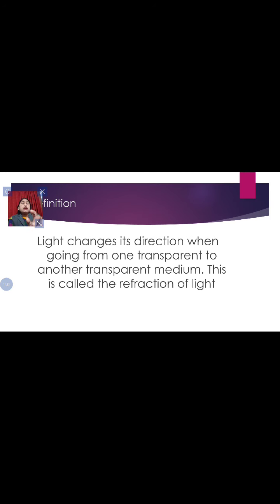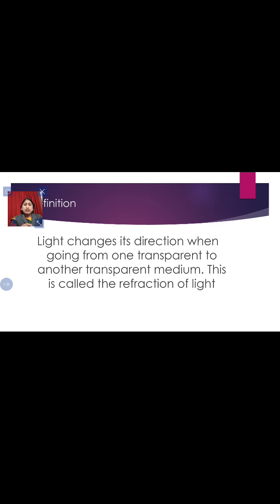Then in both the cases there is a change in direction of the light. That means from those two activities we can define refraction of light. That is, light changes its direction when going from one transparent medium to another transparent medium, and this is called refraction of light.